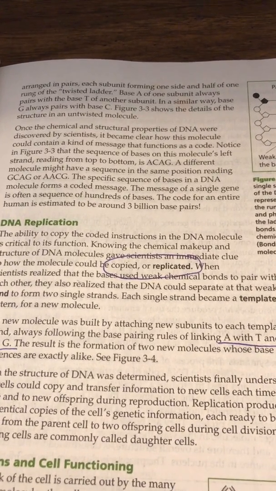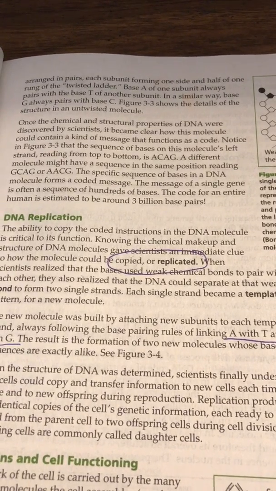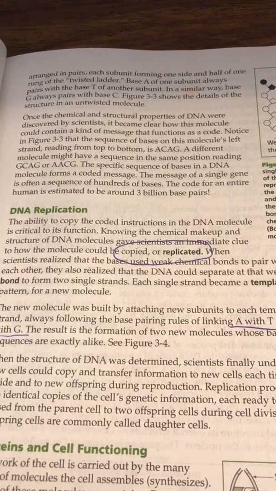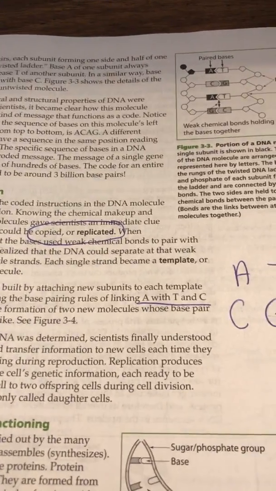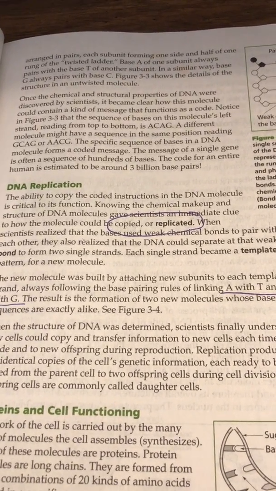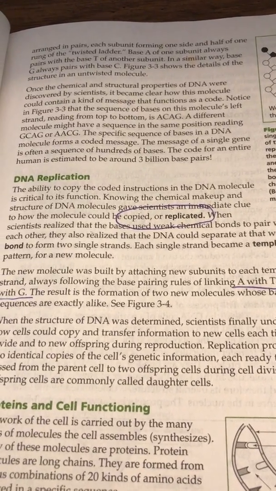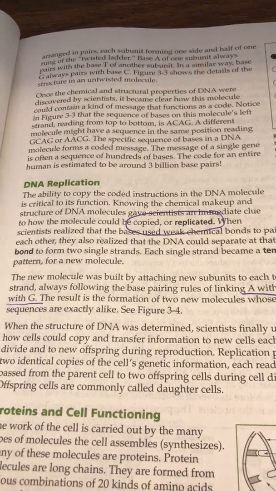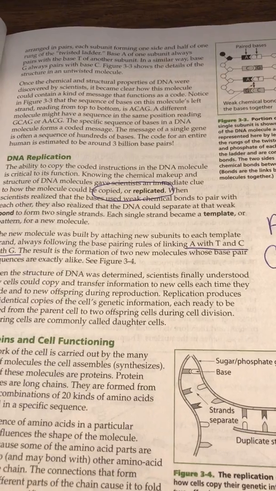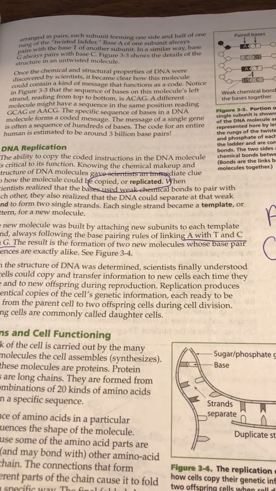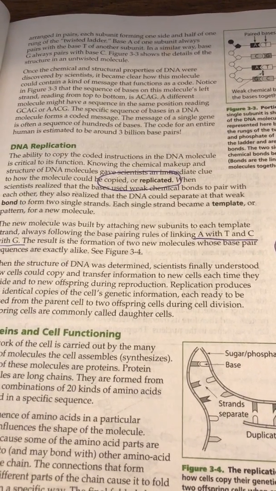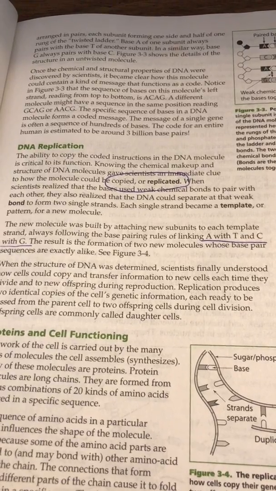Base A of one subunit always pairs with the base T of another subunit. In a similar way, base G always pairs with base C. Figure 3.3 shows the details of the structure in an untwisted molecule. Once the chemical and structure of DNA were discovered by scientists, it became clear how this molecule could contain a kind of message that functions as a code. Notice in figure 3.3 the sequence of the bases on the molecule's left strand, reading from top to bottom, is ACAG. A different molecule might have a sequence in the same position reading GCAG or AACG.